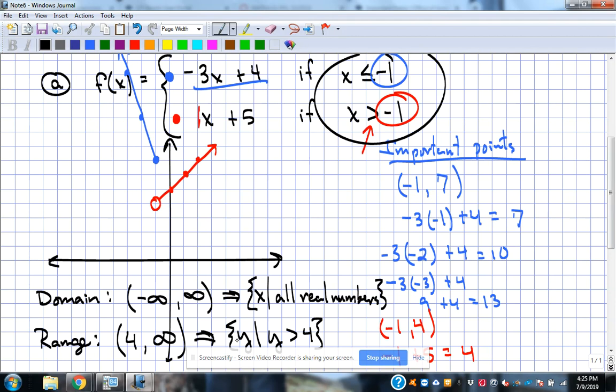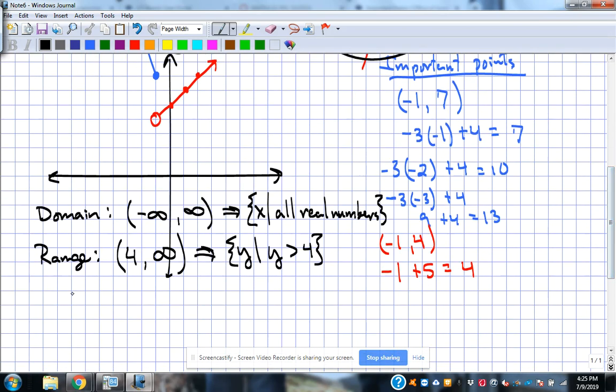Okay. One other thing that we want to talk about here, and then we'll go and graph this on the calculator, is a thing called continuous or discontinuous. It's called continuity, is what the topic is. If something is continuous, what does that mean?